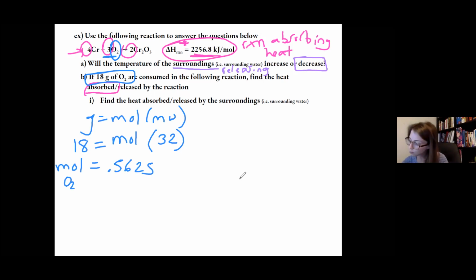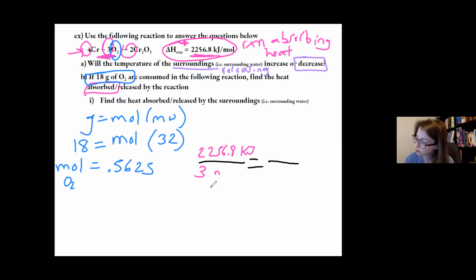So setting up what I call the proportion, our heat of reaction tells us that we would use, or we would absorb 2,256.8 kilojoules if we used 3 moles of oxygen. Again, I'm using the 3 because it's the coefficient of oxygen. If in the question we were dealing with something besides oxygen, but we were dealing with chromium or chromium oxide, I would use their coefficient. I want to know how much heat, in this case, is absorbed. And the reason I know it's absorbed is because it's the positive heat of reaction.